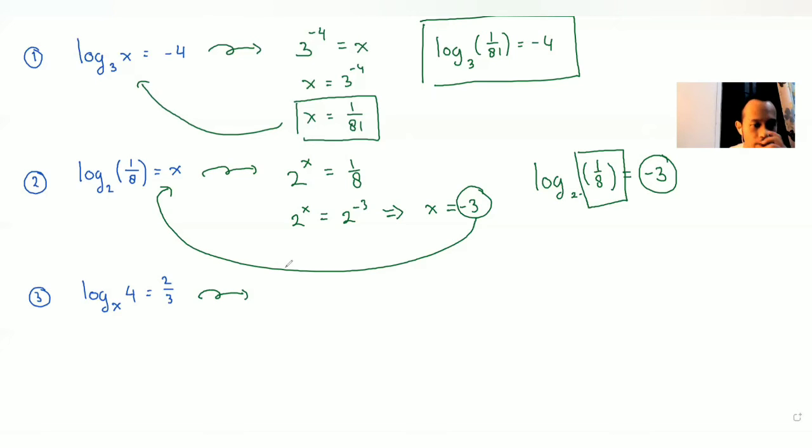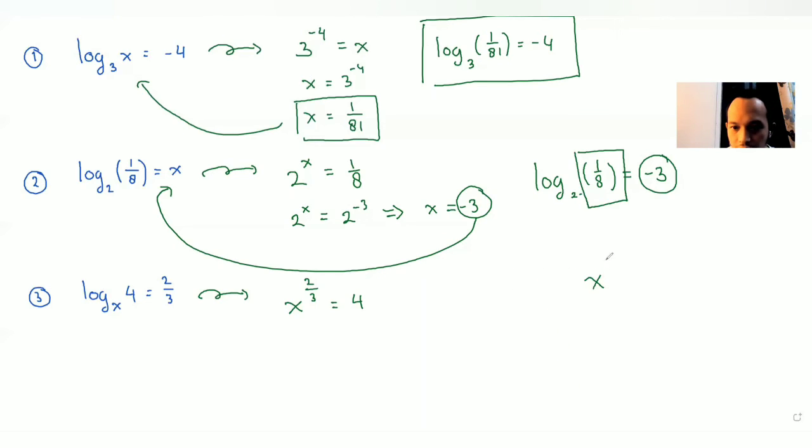Okay, so let's finish the examples. How about this one and this one? You don't know the base; x is the base. So let's transform this into an exponential equation. The statement becomes x, the base, raised to the 2/3 power equals 4. Now, sometimes you forget how to solve this, so let me give you a reminder.